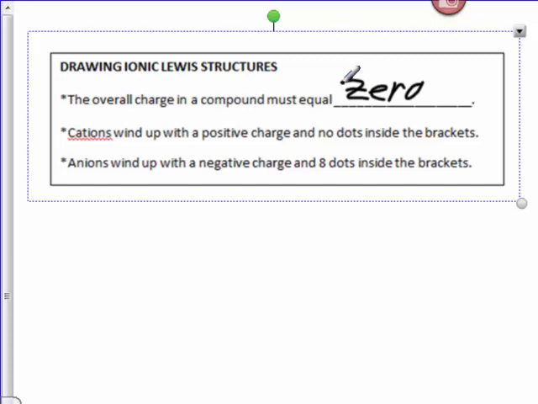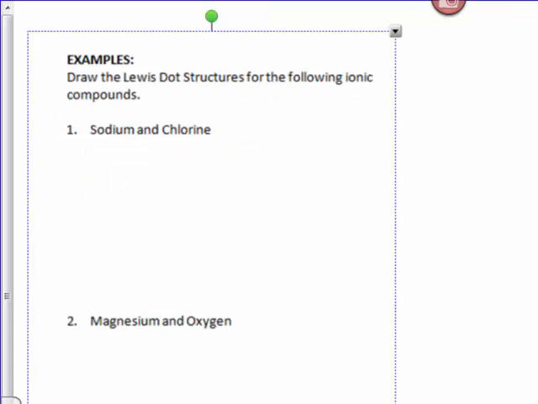So let's go and look at some practice examples. Draw Lewis dot structures. I'm going to show you before what you did last unit and show you how they work. So this might take a little bit of time.